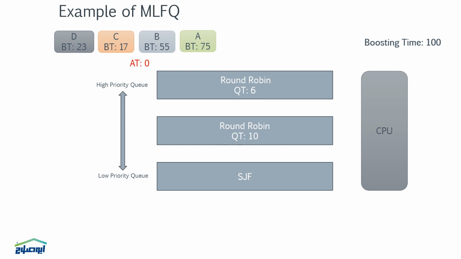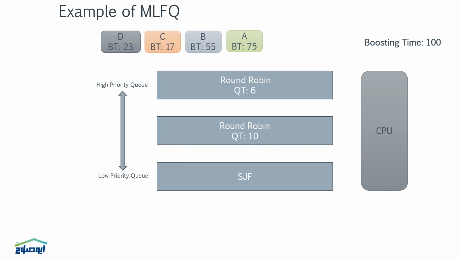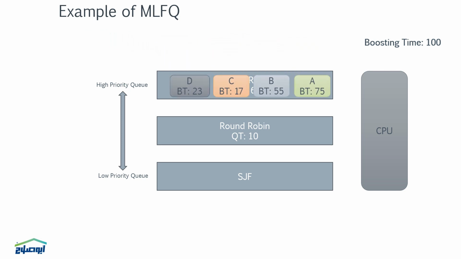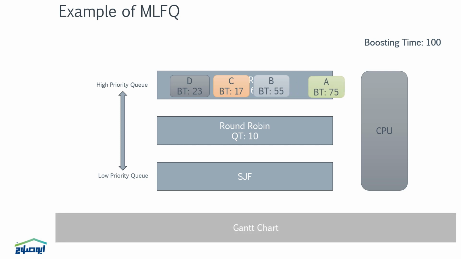4 processes A, B, C, and D, with burst times of 75, 55, 17, and 23 respectively, arrive at the ready queue of the highest priority at time 0. Process A moves to the burst state as it has the lowest process ID. Once the quantum time is reached on the 6th unit of time, Process A moves to the second queue.